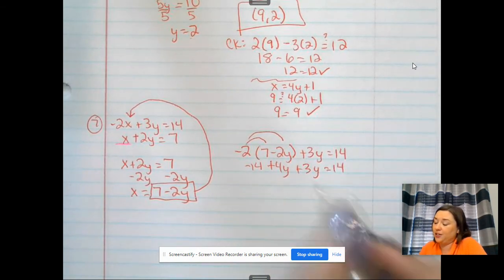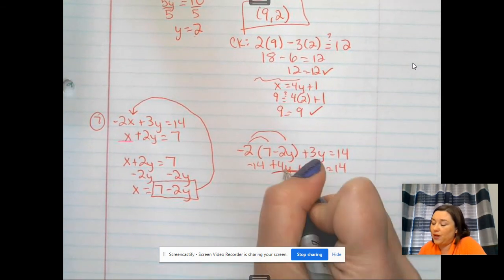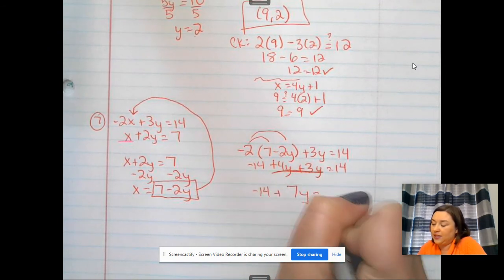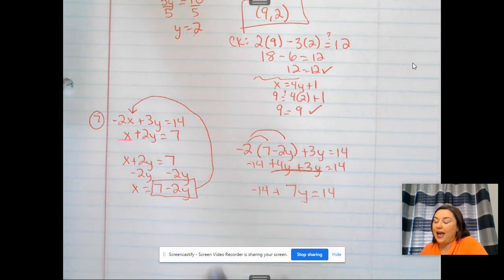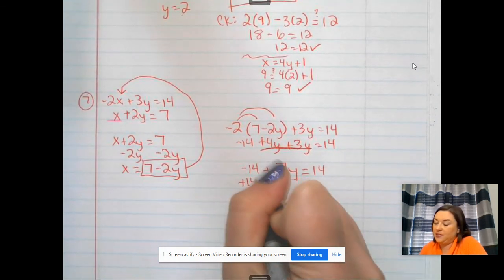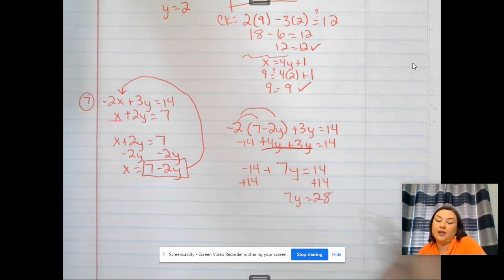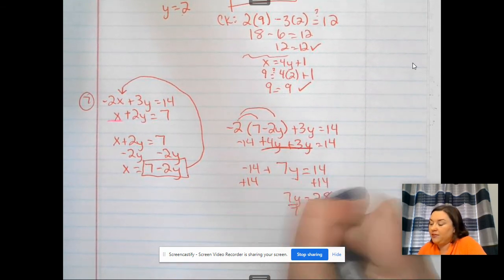Combine my like terms, so I do the operation that they have between them. 4y plus 3y is 7y. Copy everything else down. Add 14 to both sides because it's negative 14. So that gives me 7y equals 28. Divide both sides by 7, and I get y equals 4.